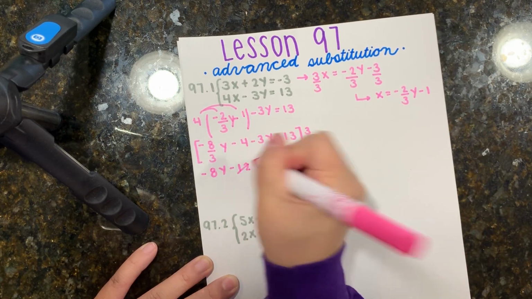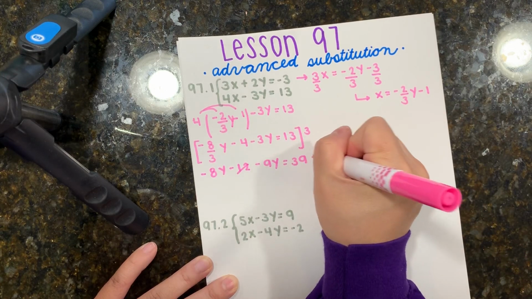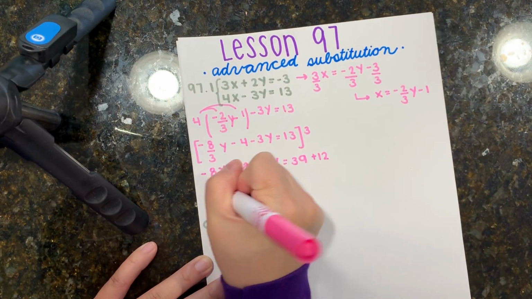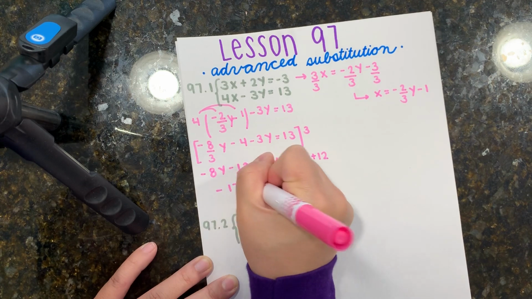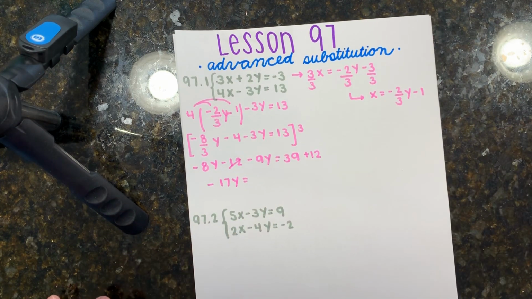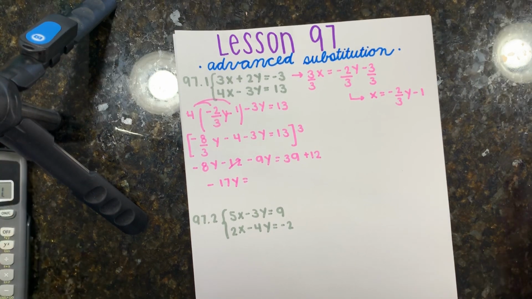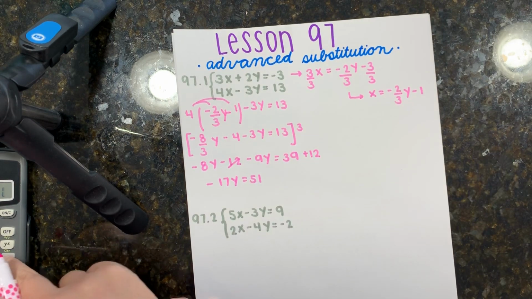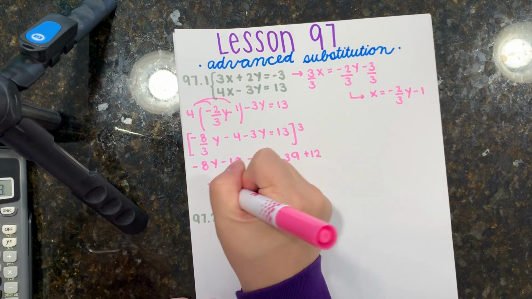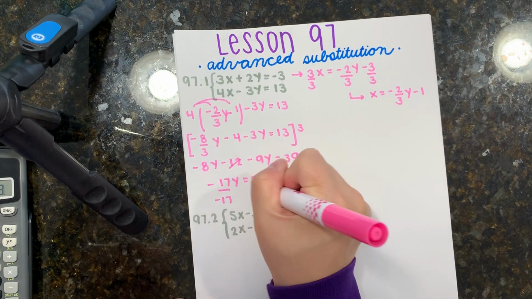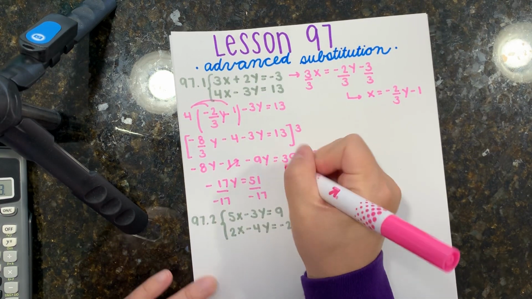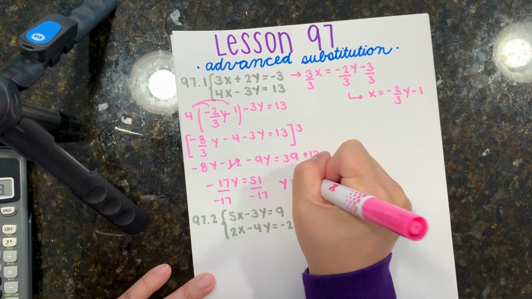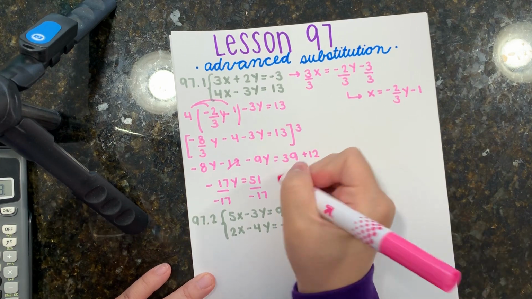Now I'm going to move the 12 to the other side by adding it. So I would have negative 17y is equal to 39 plus 12, which would be 51. Then you're going to divide both sides by negative 17, and you'll see that y comes out evenly to become negative 3.